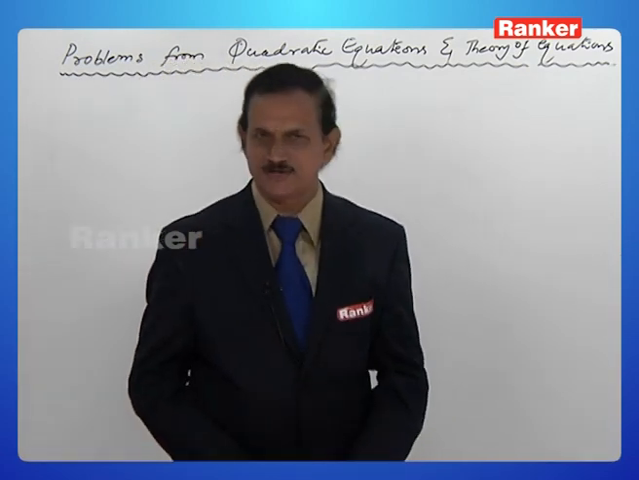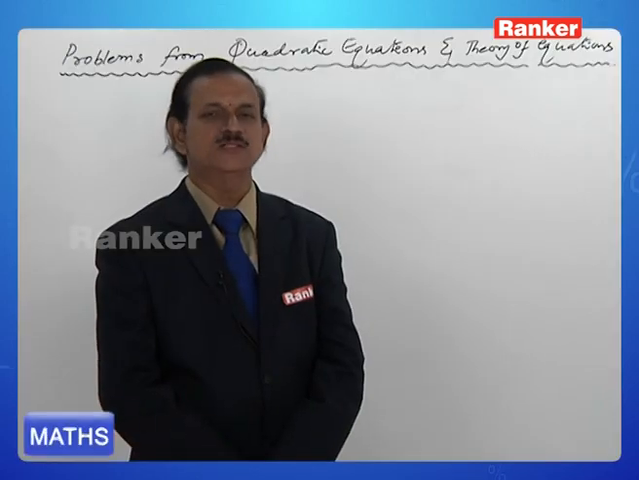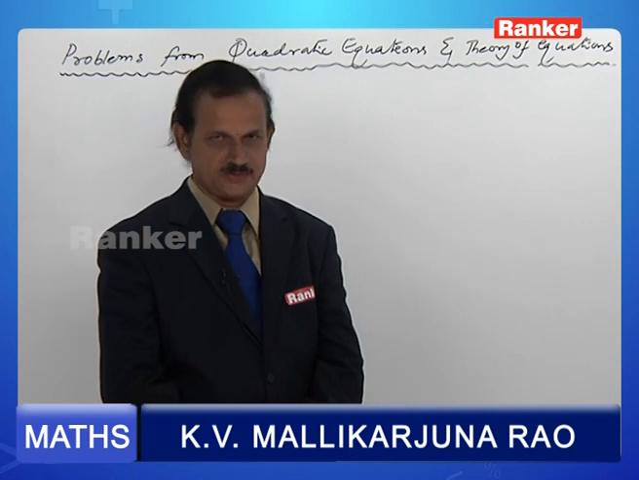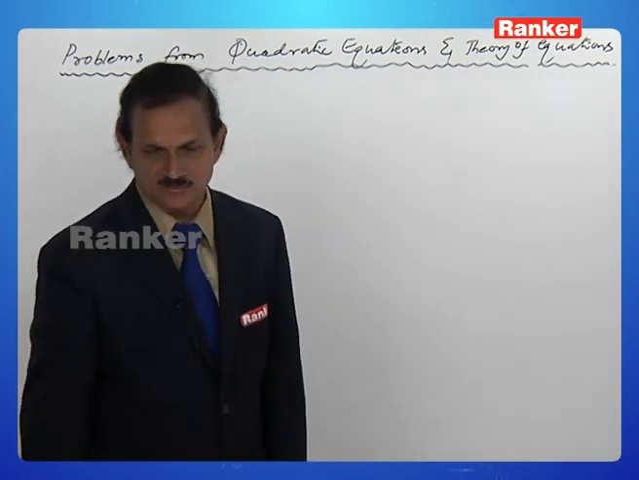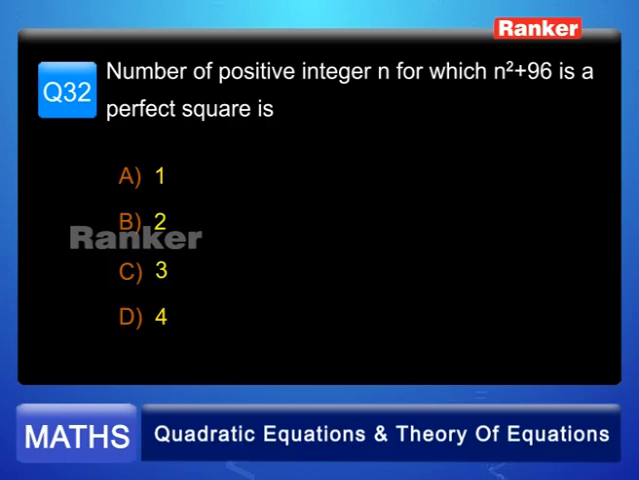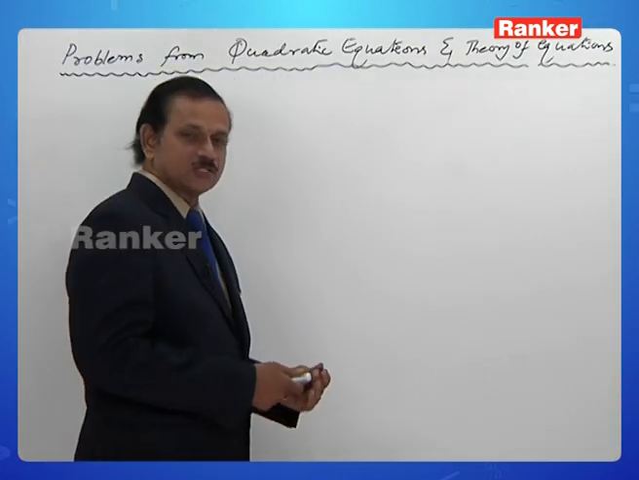Now question number 32. Number of positive integers n for which n square plus 96 is a perfect square is... n square plus 96 must be a perfect square. How many such possible values of n exist? The first option A is 1, second option B is 2, third option C is 3, fourth option D is 4. Let us now observe. What is the thing actually required?